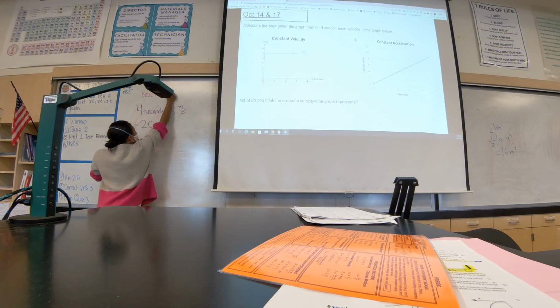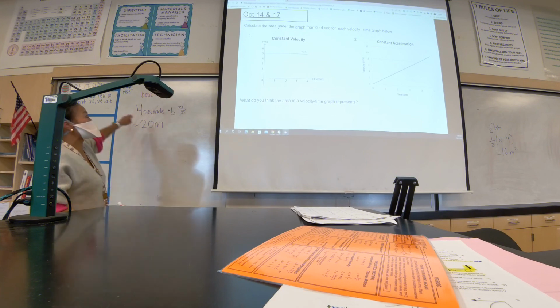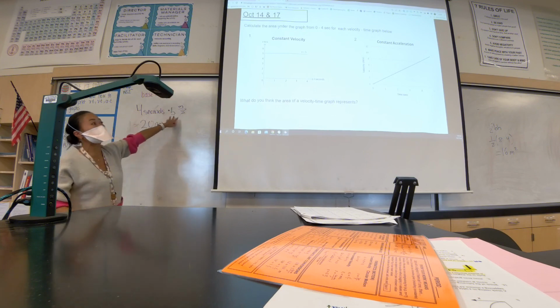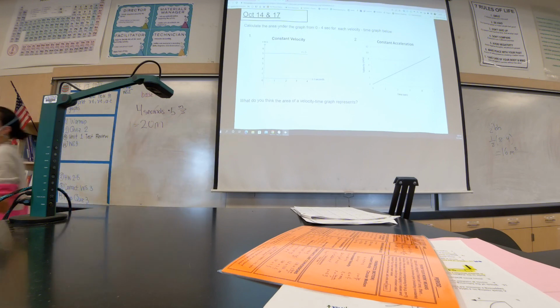Easy peasy. Multiply it together. So we've got a base of 4 seconds and a height of 5 meters per second. There was a big argument over, wait, do the seconds cancel or do they multiply together? This is kind of tricky.